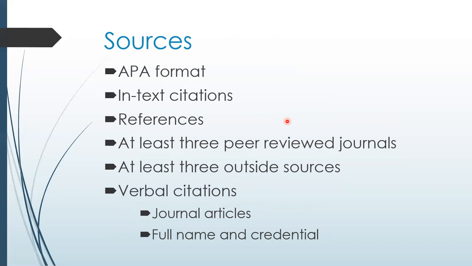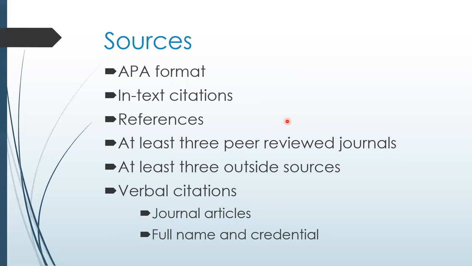Notice that I say at least. Sometimes students go, oh, that's what I'm going to do, but keep in mind that's the minimum of what you want to have. So it's better to have more than it is definitely to have less. If you want to get a minimum score, you're giving me at least 3 peer-reviewed journals and 3 outside sources.